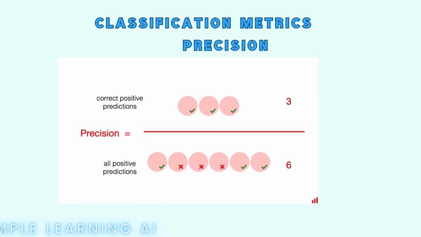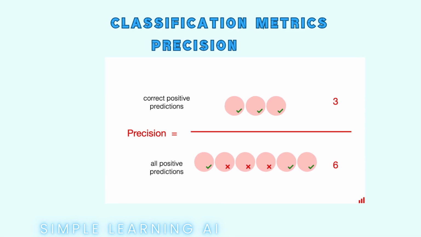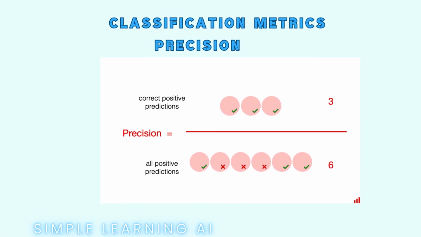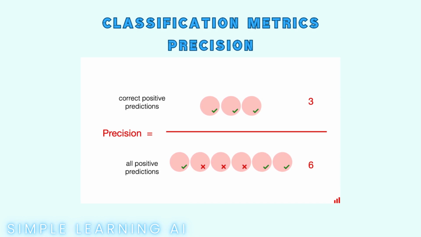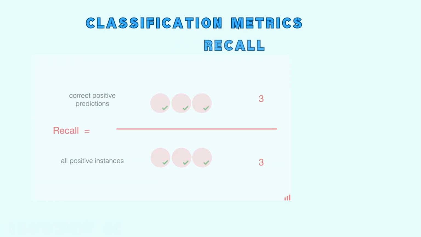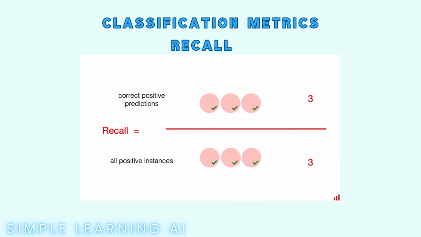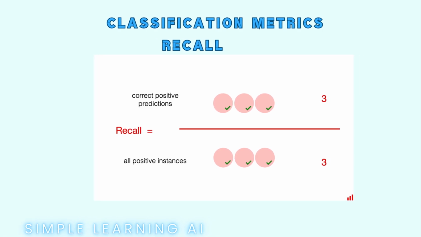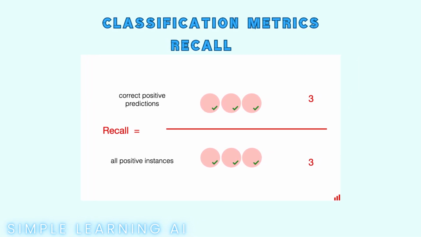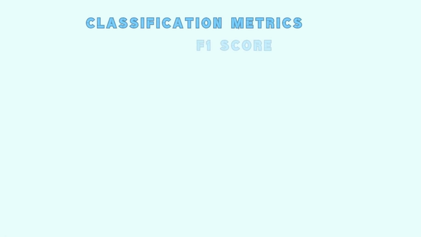Precision. Out of all the times the model predicted positive, how many were actually correct? Of 6 emails marked as spam, if 3 really were spam, precision equals 50%. Recall. Out of all the actual positives, how many did the model catch? There are 3 spam emails, and your model catches 3. Recall equals 100%.